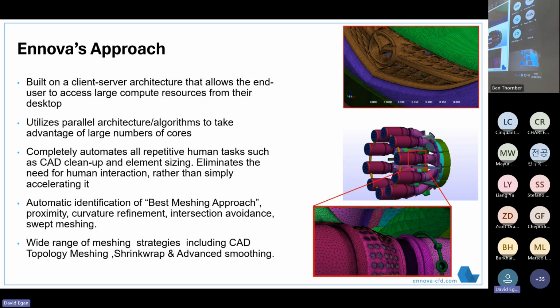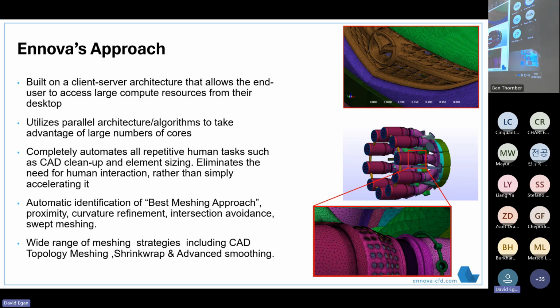So our approach, we're a client-server architecture. We want to generate the mesh on the same machine that the actual CFD solver is going to run on, so you don't have to be transporting large files across the network. Obviously, we're very parallel in nature. We wrote our own geometry kernel to handle the specific needs of geometry. We include CAD cleanup as part of the meshing process. It's all one single process as opposed to a separate CAD cleanup and then a mesh.